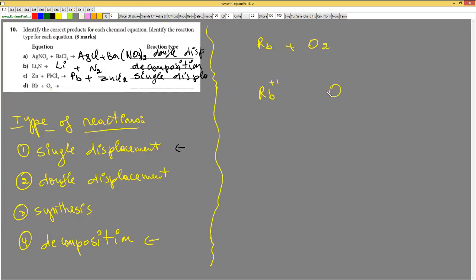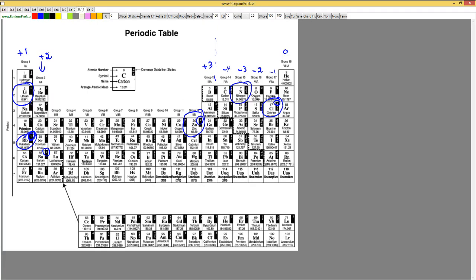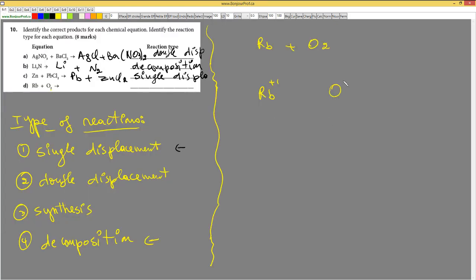What is the charge of oxygen? I go to the periodic table again. The oxygen is here. What is the charge of the oxygen? Minus 2. So I have to put here minus 2. And I have to cancel the charges again. This one is minus 2, this one is only 1, so I have to have a 2 here. So I multiply by 2 up, and put a 2 down. Plus 1 times 2 will be plus 2, minus 2. The charges will cancel, and I will end up with Rb2O.